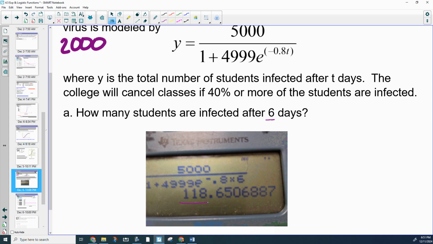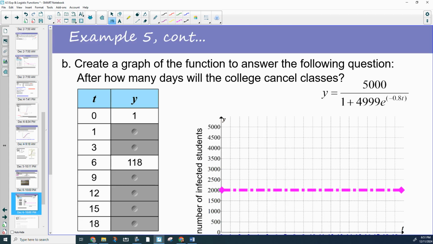So this pink dotted line across here, that's the line that we're looking at. If it goes above there, that's when we have too many people infected, and we're going to shut the campus down.